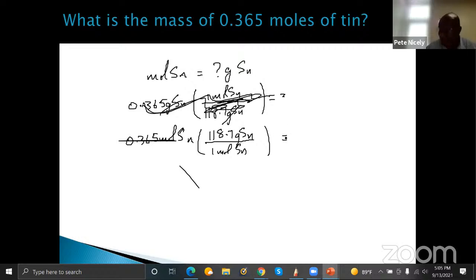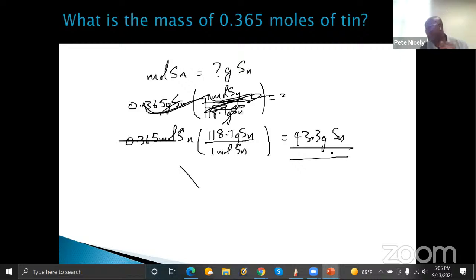So let me do that calculation. 0.365 multiply by 118.7. Okay, so according to my answer, I got 43.3 grams of tin. All right. So that's basically how that is done.